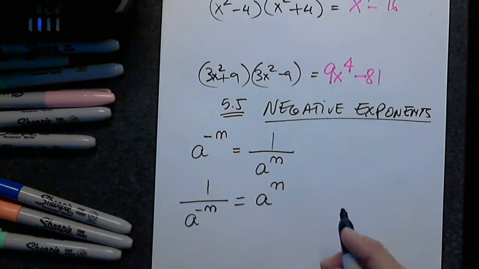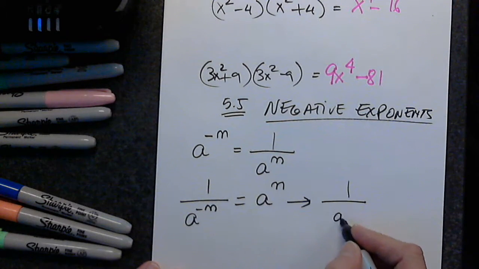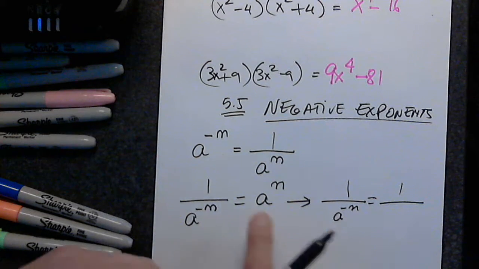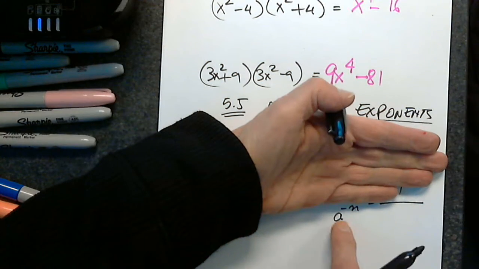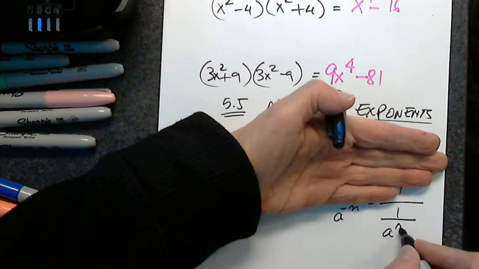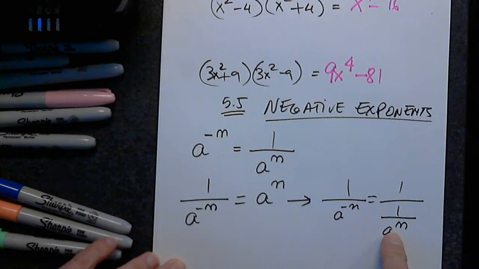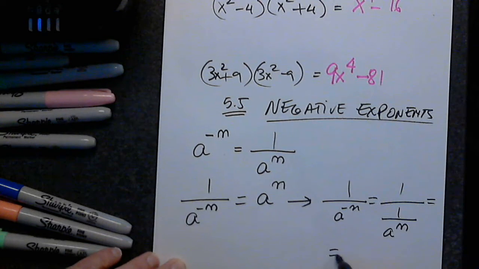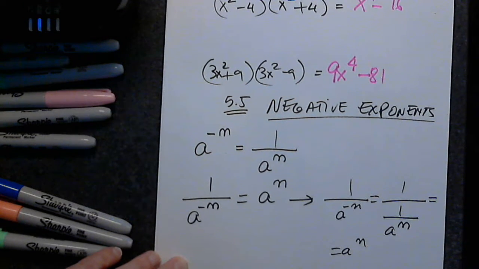How does this happen? Here's the explanation why this happens. 1 divided by a to negative n is 1 over, how do I replace this? It gets replaced by 1 over a to the nth power. It's in the denominator, so it has to be a fraction. And then I flip, because I have 1 divided by a fraction, so that's how I get a to the nth power. Is that clear?